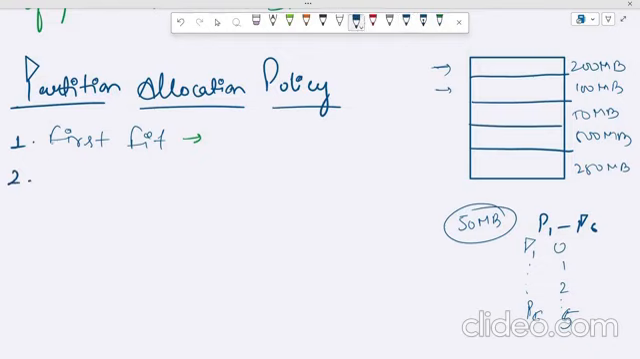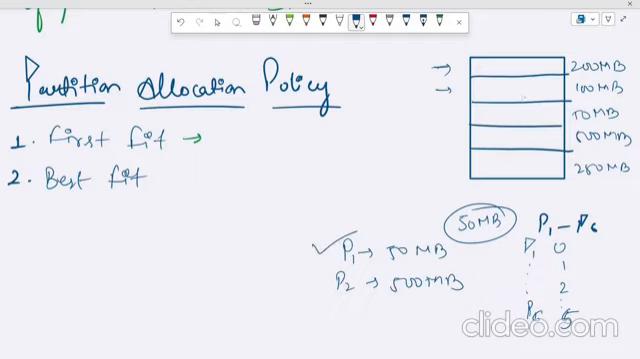Now the second is called best fit. What does best fit mean? Let's say P1 is a process that needs 50 MB of space, and P2 is a process that needs 500 MB of space. P1 needs 50 MB of space, so P1 goes to the block which is 50 MB in size, so that there is very little wastage of memory.